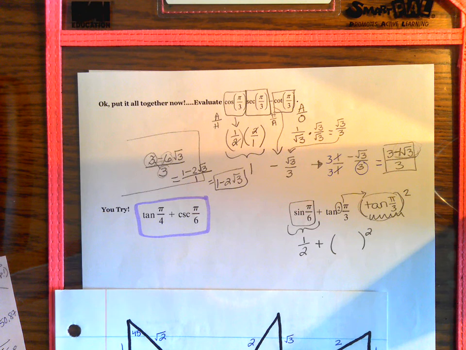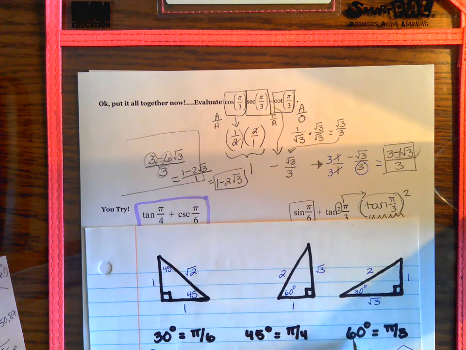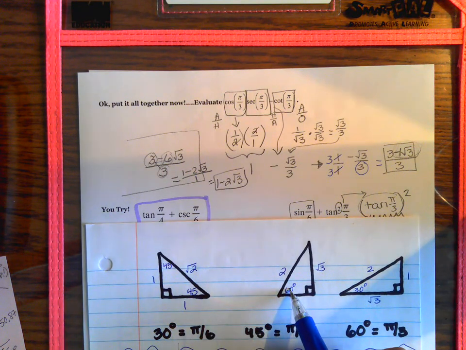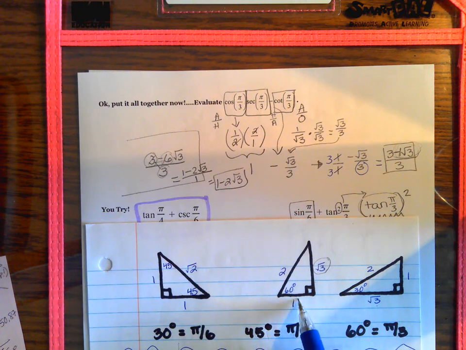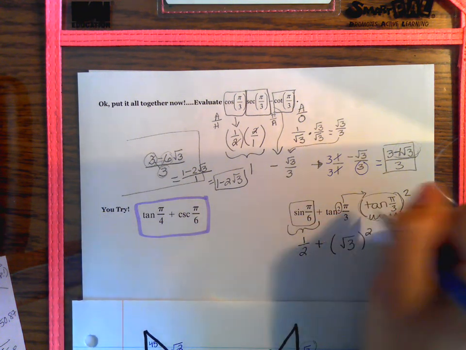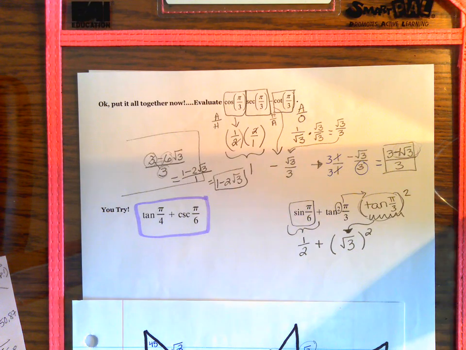So tan pi over 3. Pi over 3 is 60 degrees. Okay, so I'm looking at the 60-degree triangle, and I'm doing opposite over the adjacent side. Okay, so that's radical 3 over 1, or just radical 3. Okay, so see how this entire thing got replaced. So I did the inside the parentheses. Now I can do exponents.